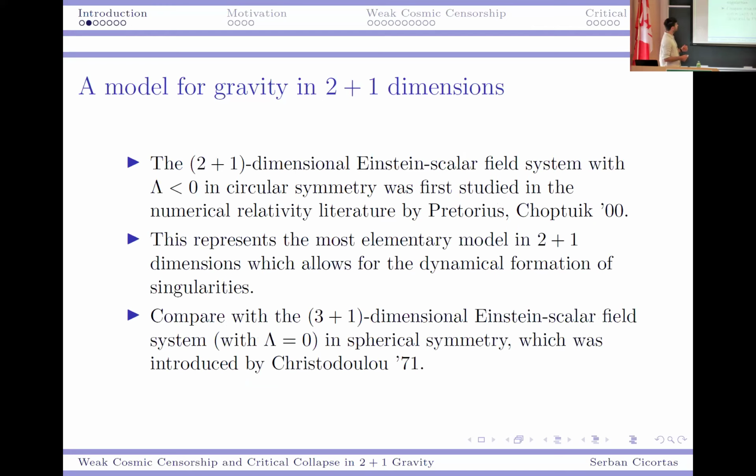At all times, you should compare what I'm saying with the 3+1 dimensional Einstein scalar field system in spherical symmetry with no cosmological constant. Keep in mind that in 3+1 dimensions, this model was introduced by Christodoulou in the 70s, and there's a lot of work done in this model. But in 3+1 dimensions, this is, again, the simplest model for which you have non-trivial dynamics.